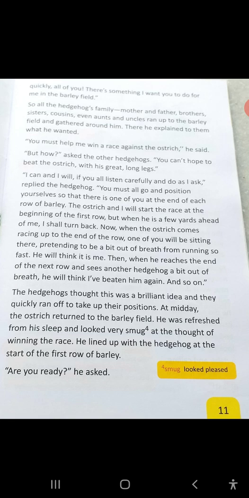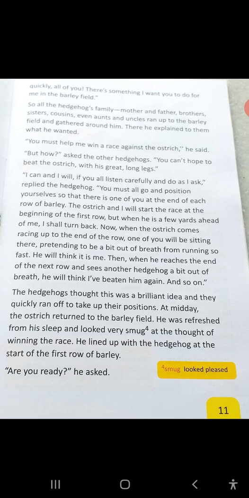So he asked his family members, whoever was appointed to stand at the end of the barley row, to show that they are out of breath, and as the ostrich reaches the end of the barley row, the other hedgehog should come out from his position and start running. "He will think it is me." So he said that the ostrich couldn't identify him, and he will think that it is the same hedgehog he is running a race with.